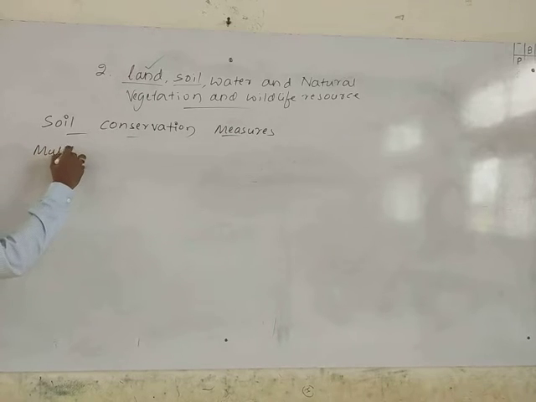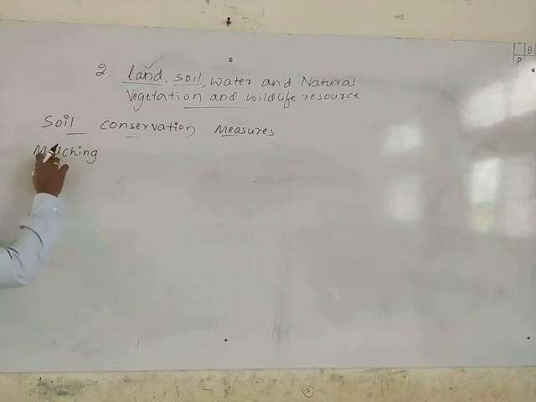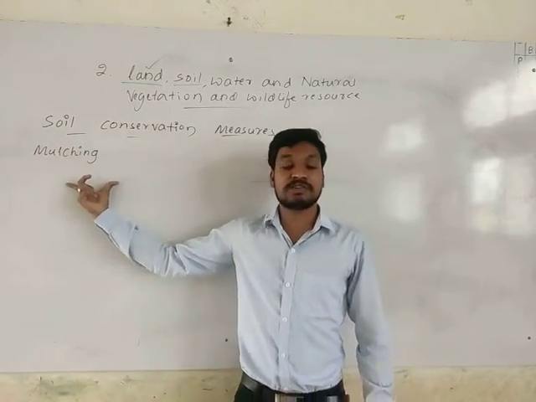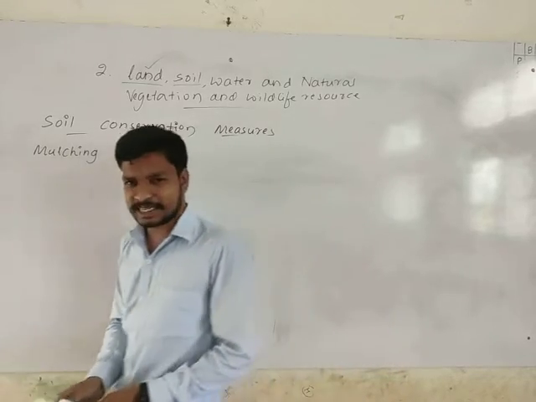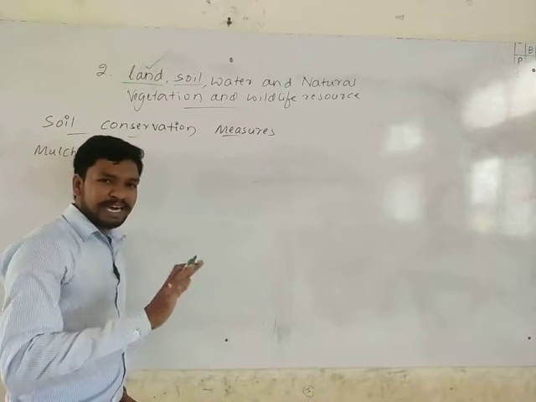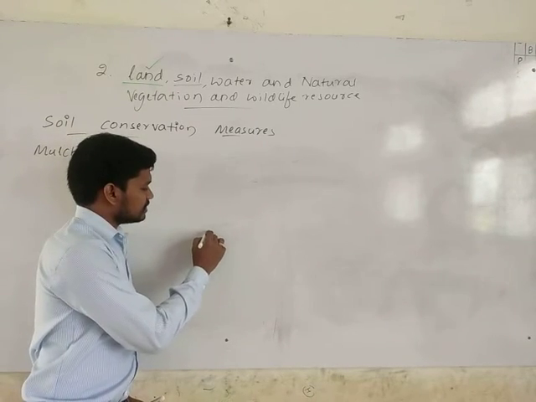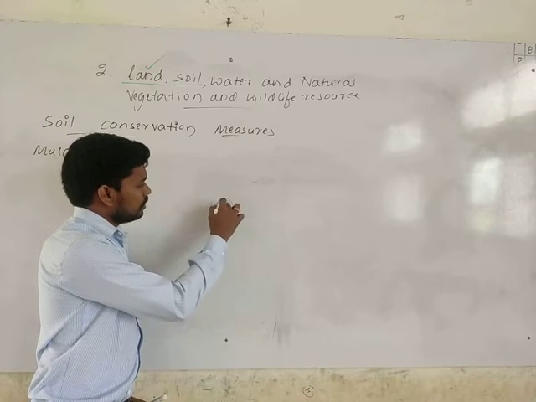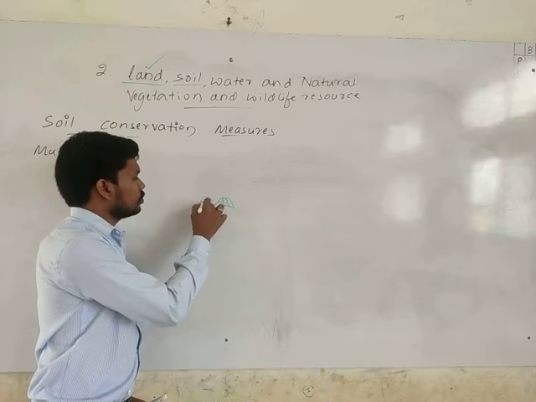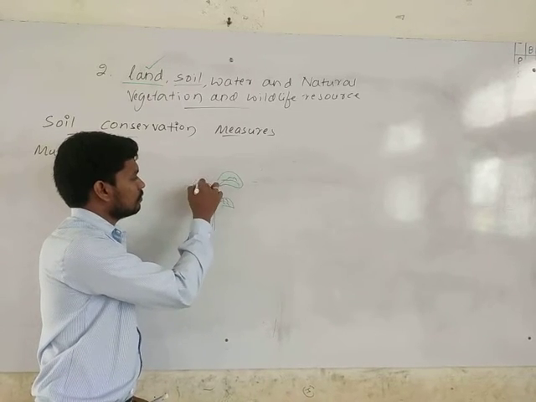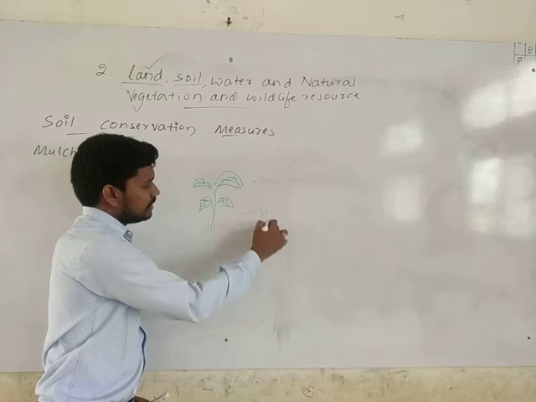Mulching. It's one measure, one method to conserve the soil. What is mulching? Mulching is nothing but covering the bare land in between the two plants. Like here we have a plant, here we have two plants, suppose, and here and here we have a plant.